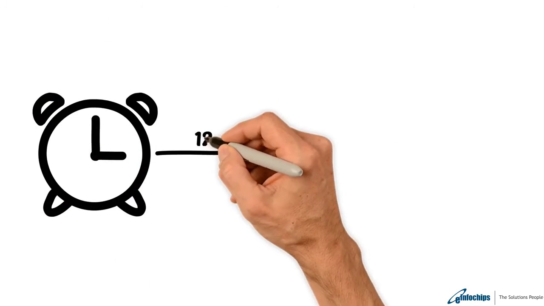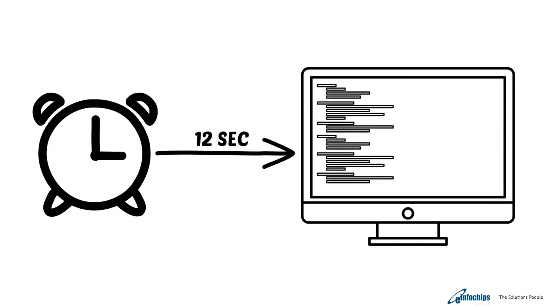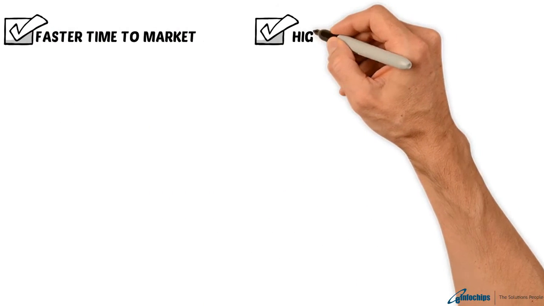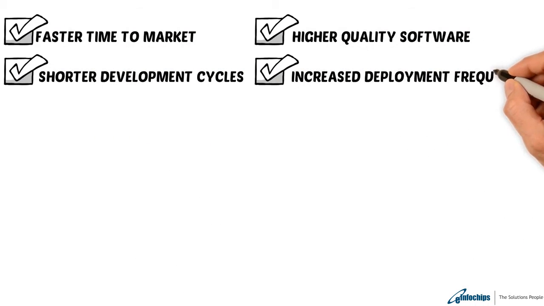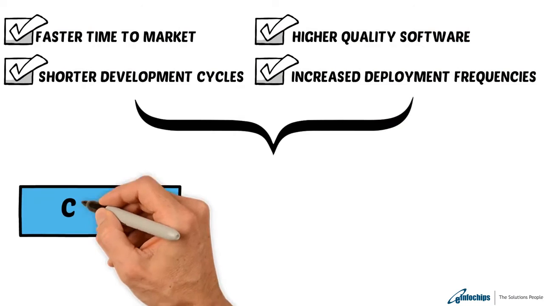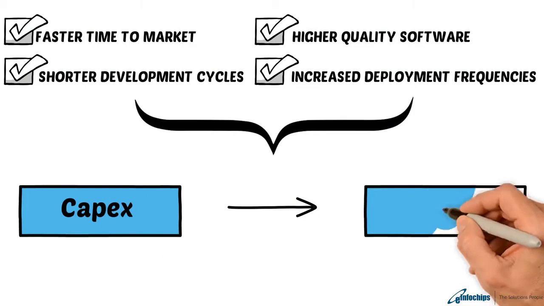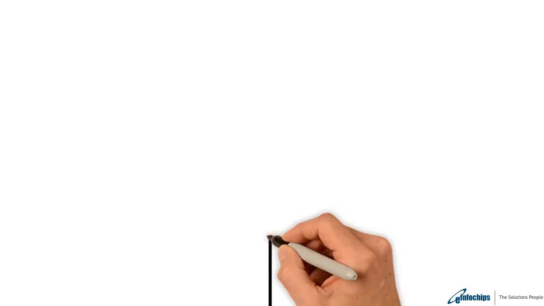Today, leading e-commerce companies deploy code every 12 seconds, which was unheard of in the past. Faster time to market, higher quality software, shorter development cycles, increased deployment frequencies, need to move from CapEx to OpEx models, all have led to the rapid adoption of DevOps. However, there are some lingering questions.